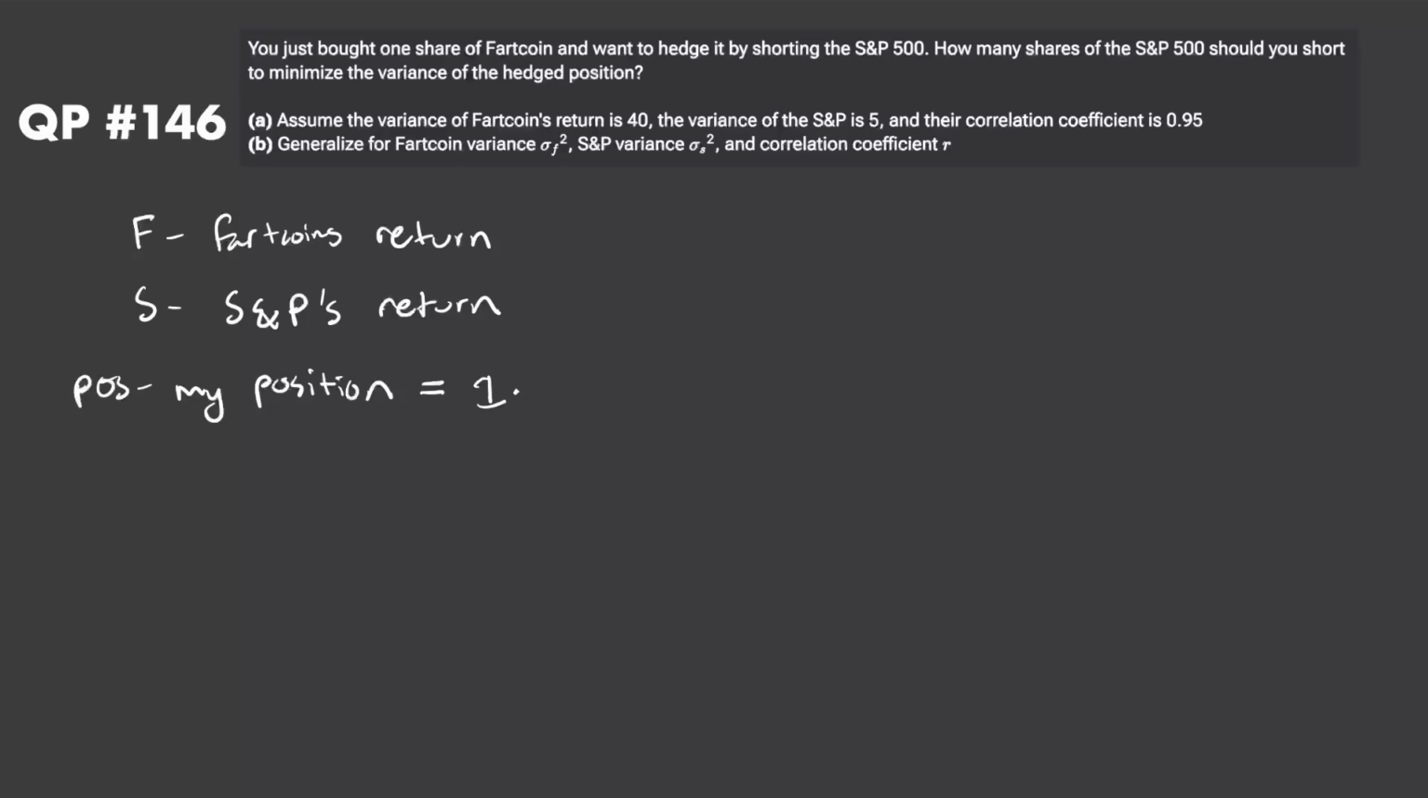I bought one share of Fartcoin, so 1 times F, and it's asking us how many shares we should short of the S&P 500. If I call n the number of shares that I'm going to short, then my position is just 1 times F minus n times S, where I short n shares of the S&P 500. The reason we have subtraction here is because we are shorting the S&P 500, meaning we're betting on it to go down. If S is a positive value, that means the S&P 500 is going up, and in that case we're going to be losing money. So that's why in our position, we subtract off n times S.